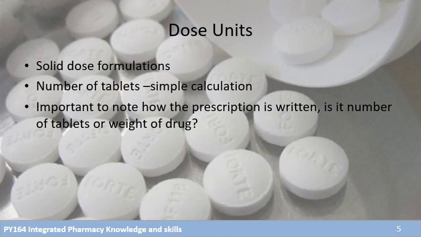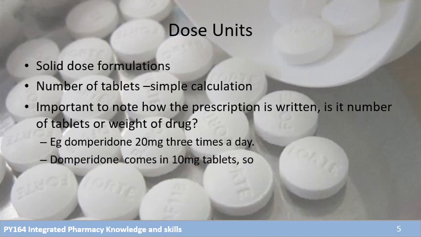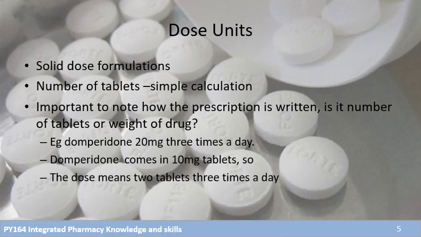It is important to note, however, that the prescription is written in that way. There may be instances when a weight of a drug is given instead of the actual number of tablets. So, for example, if we had a prescription for domperidone, 20 milligrams 3 times a day, domperidone comes in 10 milligram tablets. So to get a 20 milligram dose, we need to take 2 tablets. So that dose actually means 2 tablets 3 times a day.